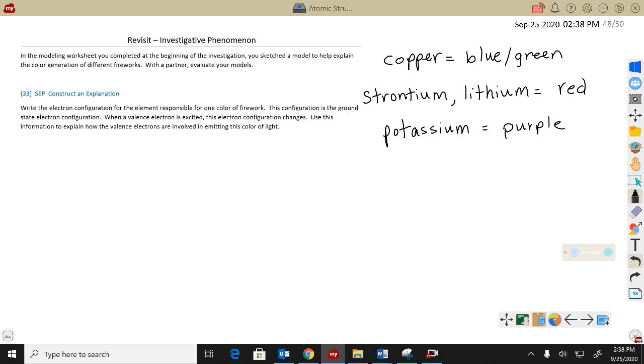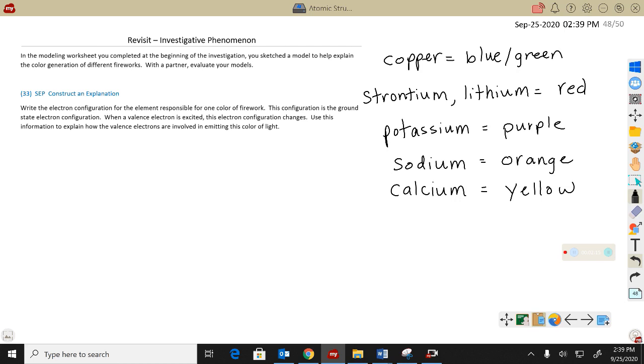We looked at the pickle. Sodium gives off an orange flame. Calcium is kind of yellow. And so on. There's all kinds of different compounds that create these colors, and it just depends on what type of metal compound they were using.